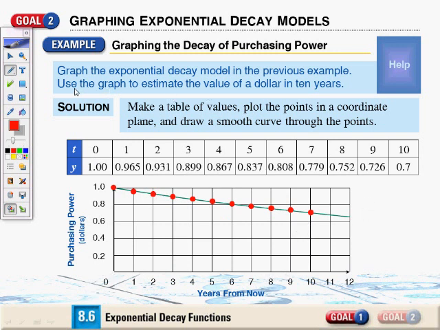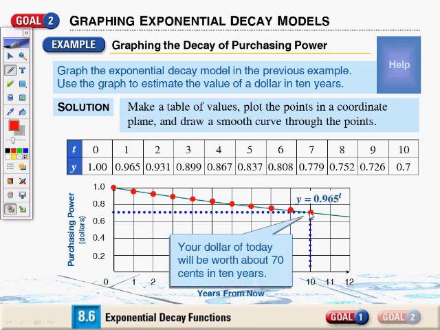Now, the directions say, use the graph to estimate the value of $1 in 10 years. So from our graph, you can say years is 10. Where is it hitting your graph? It's hitting it at 0.7, at about 70 cents. So in, I think it would be 1992, the purchasing power of $1 was 70 cents. So again, graphing exponential, both growth and decay, you have to make an input-output table, and you should use at least 5 points. Let's compare the two.